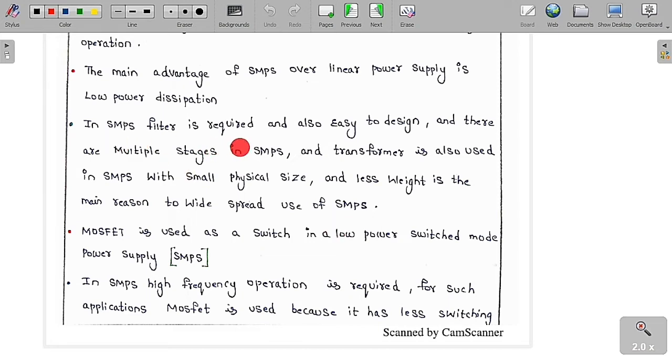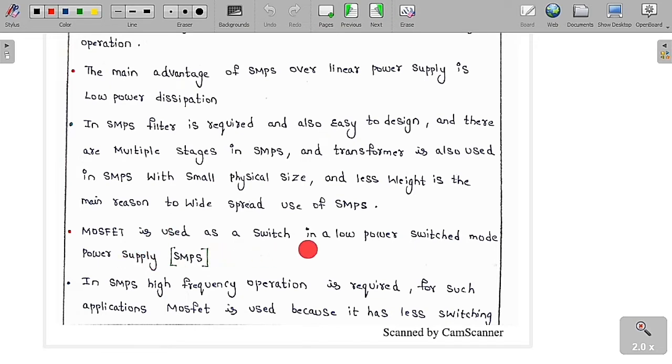In SMPS, a filter is required and it is also easy to design. There are multiple stages in SMPS, and a transformer is also used. The small physical size and less weight are the main reasons for the widespread use of the SMPS. It has very little weight, high efficiency, low losses or low power dissipation, and it also includes the use of a transformer and a DC to DC chopper, all of which are easy to design. Because of all these reasons, SMPS is widely used.